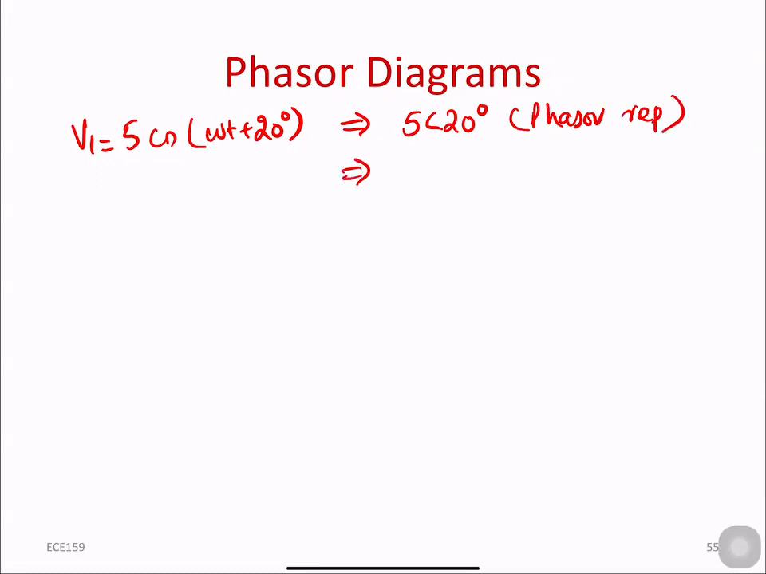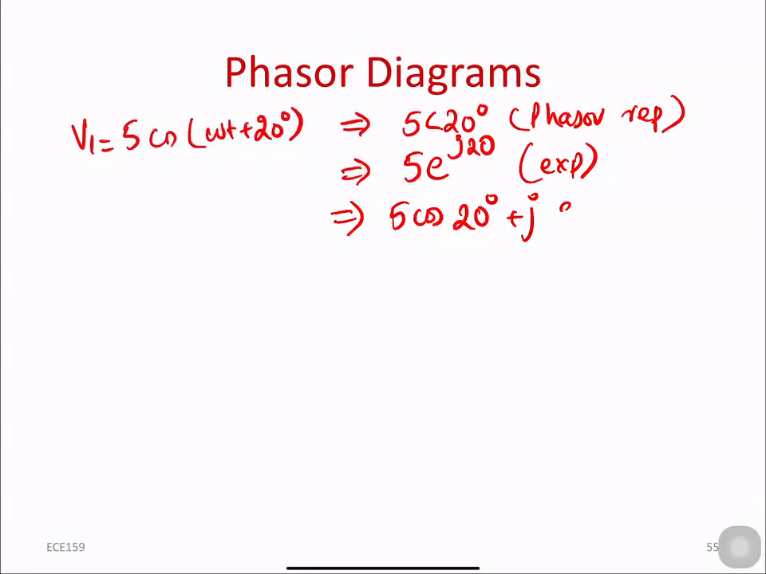If we want to represent this using exponential representation, we can write this using 5 e raised to power j20. This is the exponential representation. And if we want to write this in rectangular form, we can simply write this by 5 cos of 20 degree plus j sine of 20 degree. And this is the rectangular form.